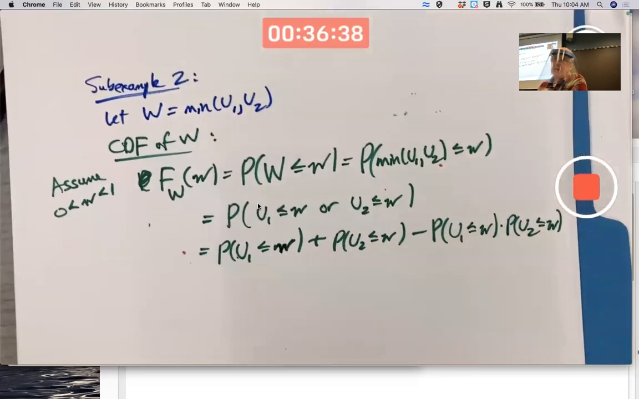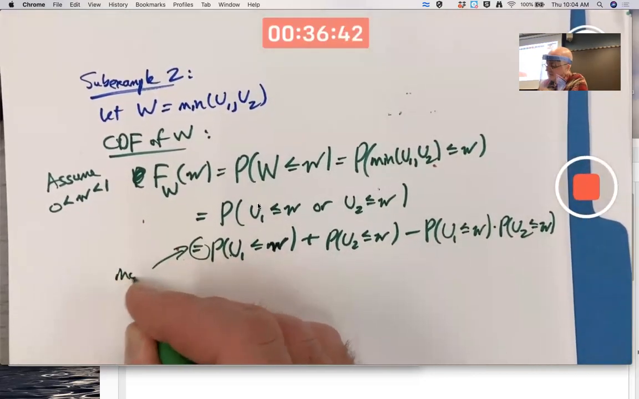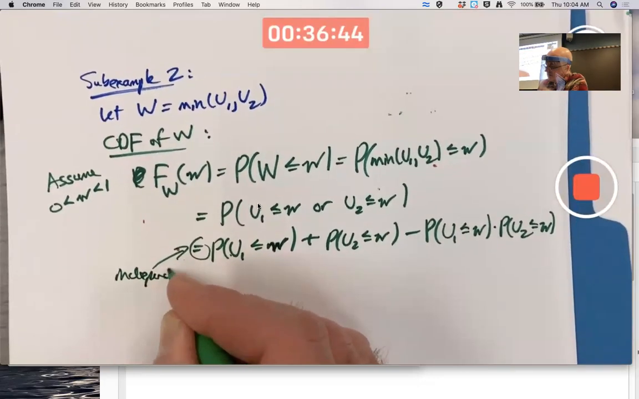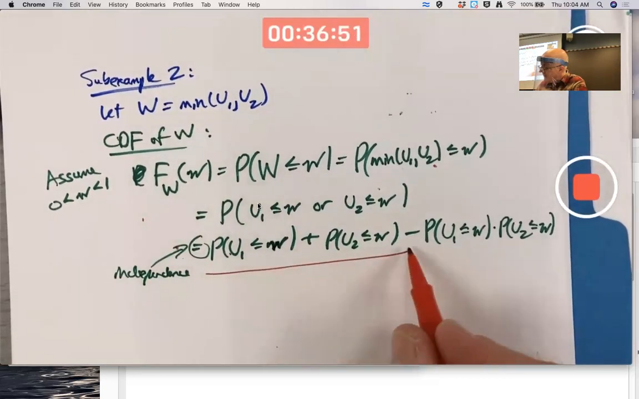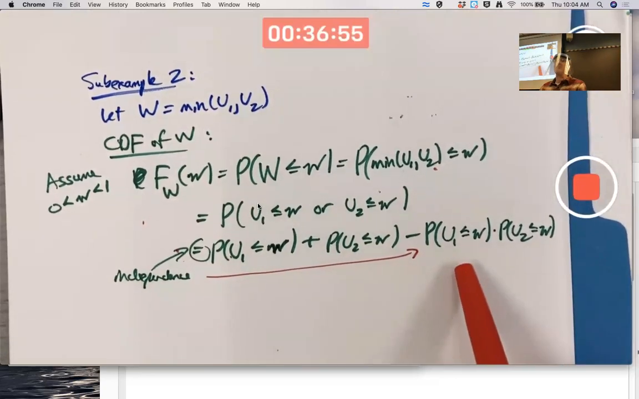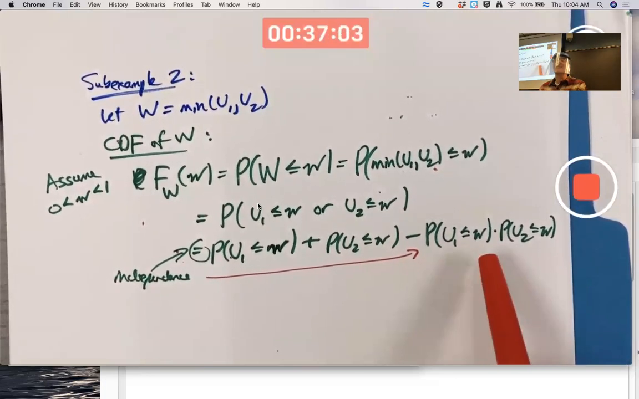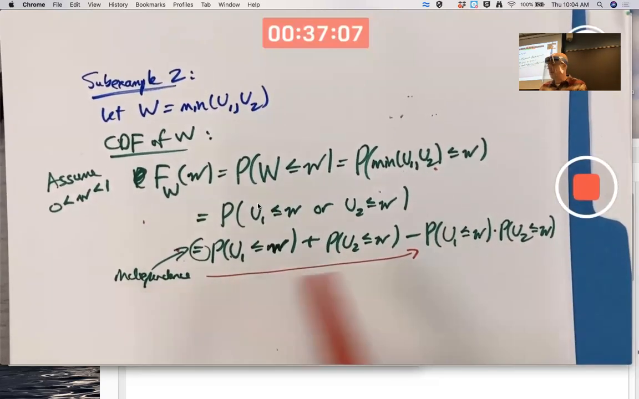So there I'm using the multiplication rule as well. That's by independence. In particular, the independence is used on this part right there. Initially, it's really the probability that U1 and U2 are both less than or equal to W. Intersection for and. The multiplication rule for independent events, since I'm assuming independence again, would allow me to replace that.